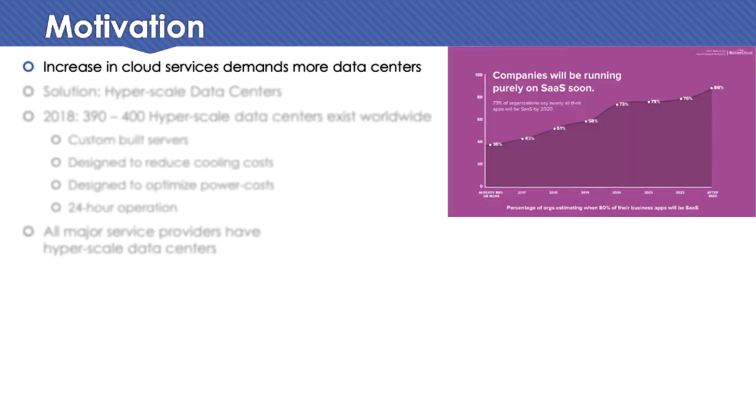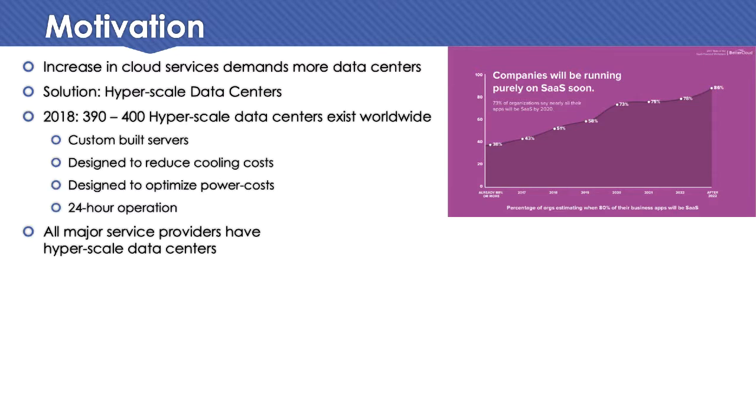Better Cloud estimates that by 2020, 73% of organizations around the world would be hosting their services in the SaaS model public clouds. So a solution is to have hyperscale data centers. In 2018, there were about 392 to 400 hyperscale data centers existing worldwide.